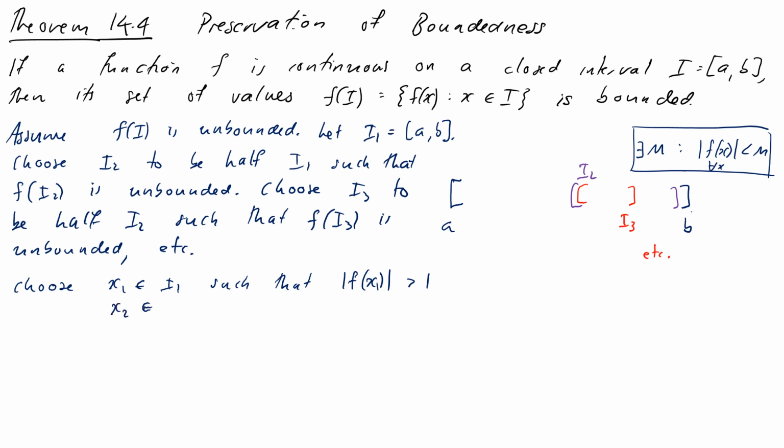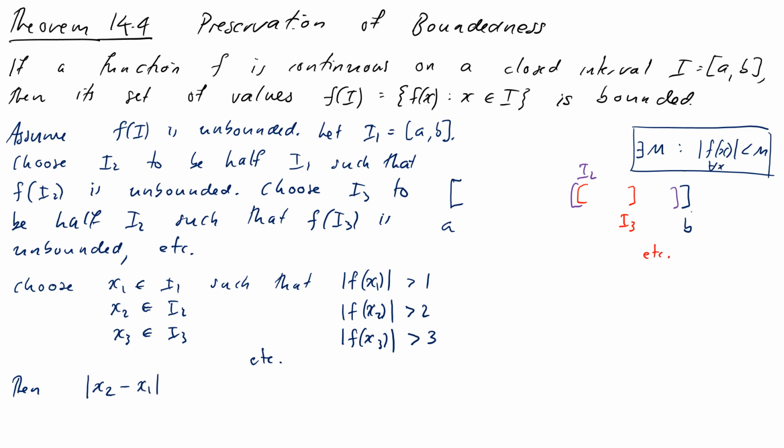And then I'll take x2 in I2, and this time I'll make it so that the absolute value of f of x2 is greater than 2. Again, because f of I is unbounded, I can make that as large as I want, so 2 is convenient. x3 to be in I3, such that the absolute value of f of x3 is greater than 3, etc. Then, absolute value of x2 minus x1.